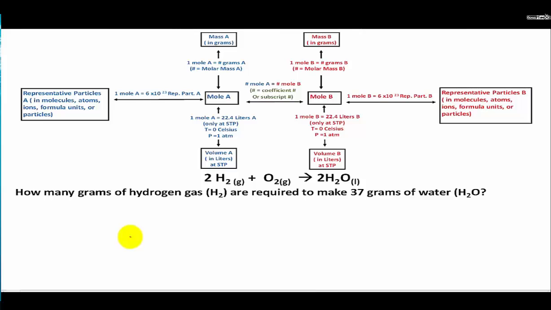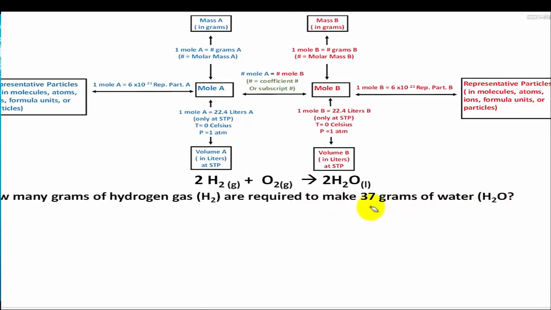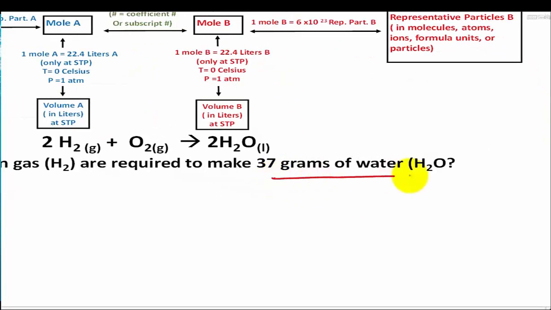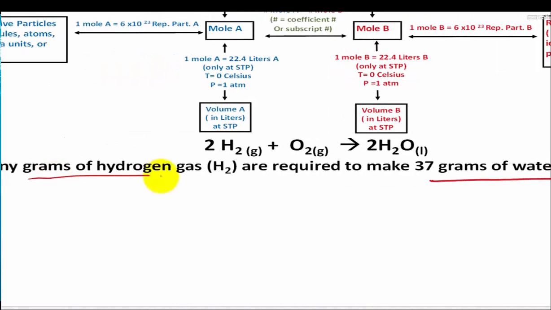This time we are going to solve problems that require us to use the entire flowchart. In this case we have: how many grams of hydrogen gas are required to make 37 grams of water? So 37 grams of water is our given. Notice how I underline everything: the number, the unit, as well as the chemical. Then we are looking for grams of hydrogen. Again, I underline the unit as well as the chemicals. So this is our given, and this is what we are looking for. So this is where we are going to end.